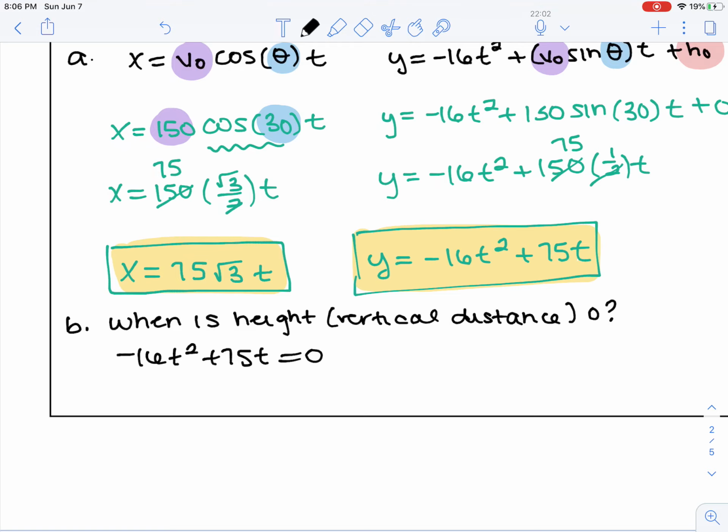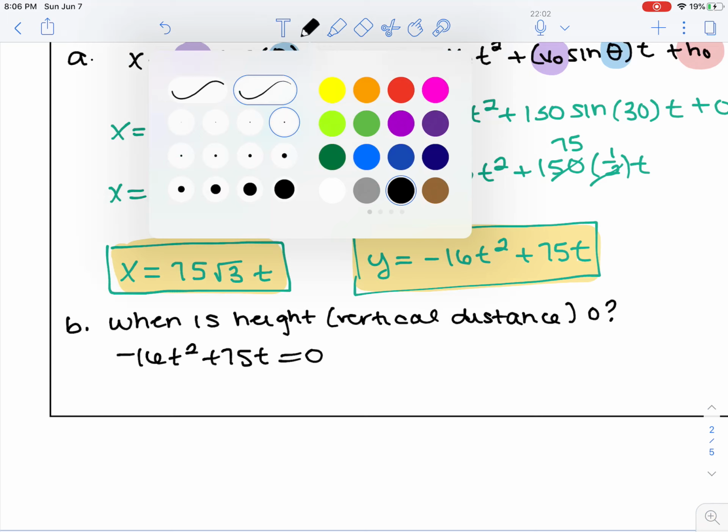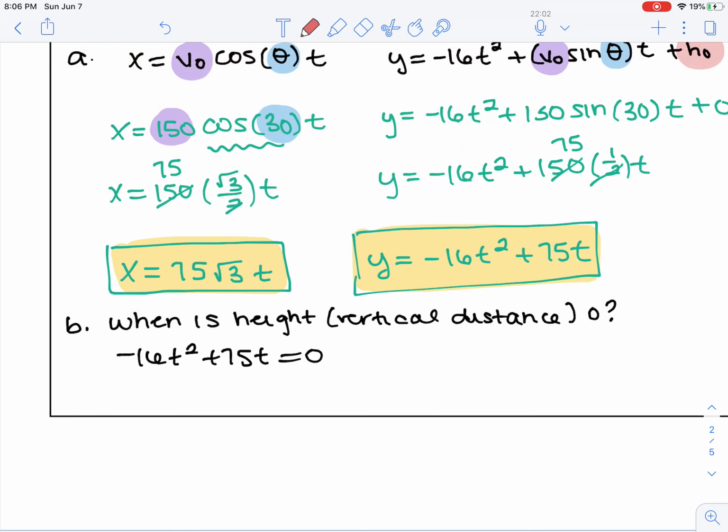And all of a sudden, just writing that out, translating that for myself, I see a quadratic that I need to solve. It's a 2-term quadratic with a common factor of t that I can go ahead and factor out. I find that that is t times negative 16t plus 75 equals 0. Here we can go ahead and use the zero product property to solve.